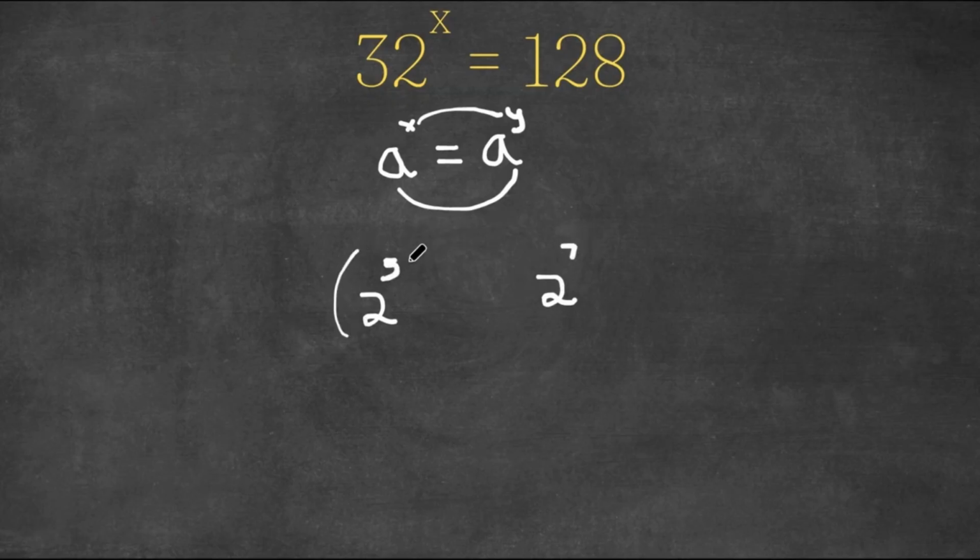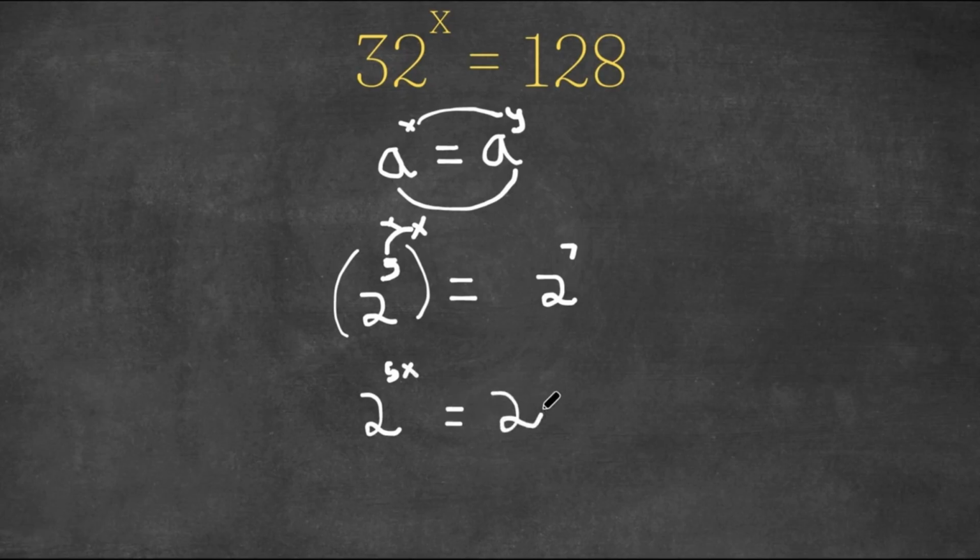And 2 to the power of 5 would be to the power of x, because we're replacing the 32 with 2 to the power of 5. And this is equal to 2 to the power of 7. Now, when we have something like this, we multiply the exponents, because 2 to the power of 5, to the power of x, is the same thing as 2 to the power of 5 times x. And 5 times x is 2 to the power of 5x. And this equals 2 to the power of 7 still.